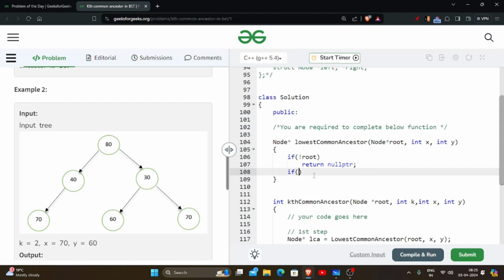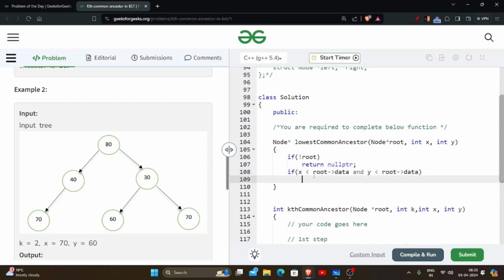Now I said that if x is less than my root's data and y is also less than my root's data, that means both x and y reside on the left subtree. So I can recursively move to the root's left.